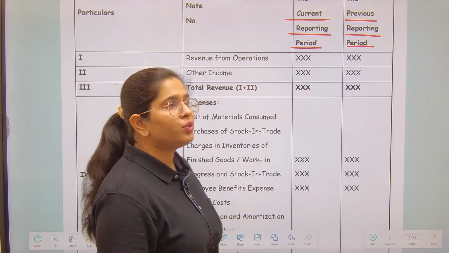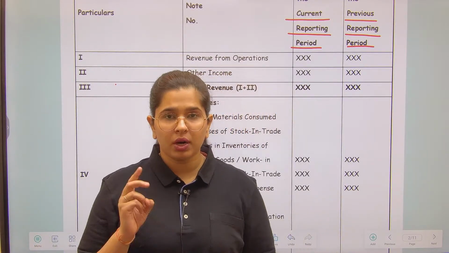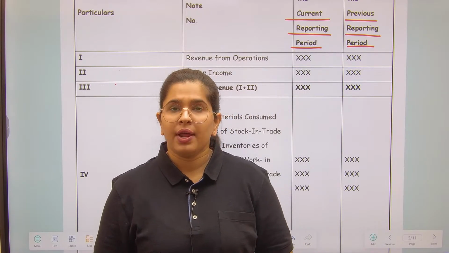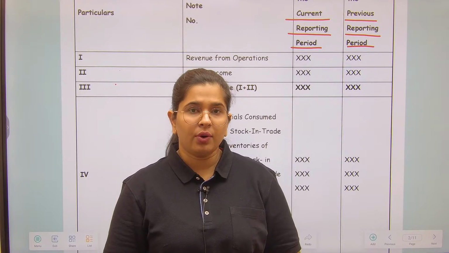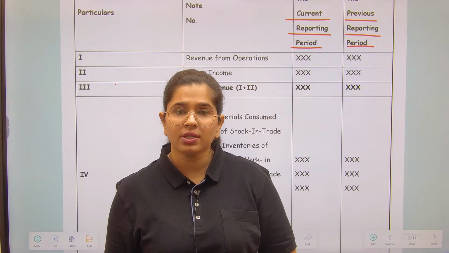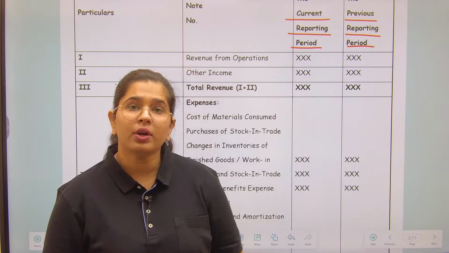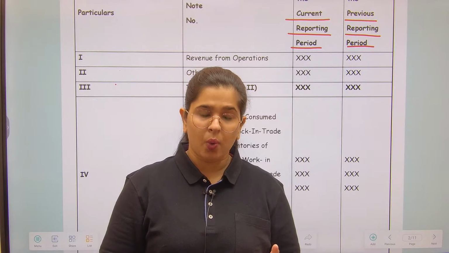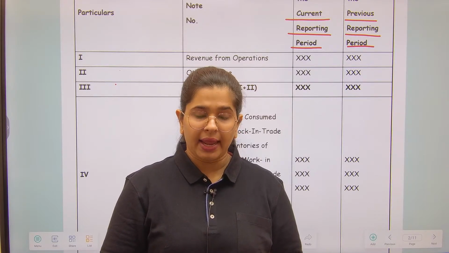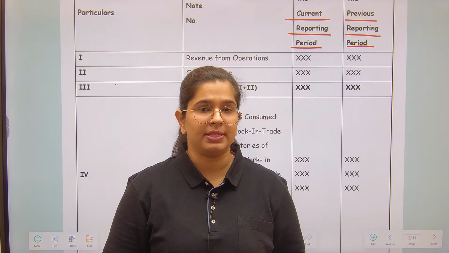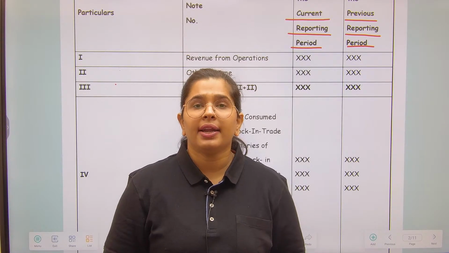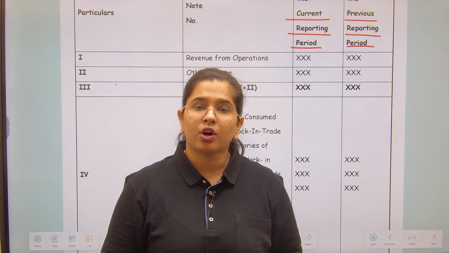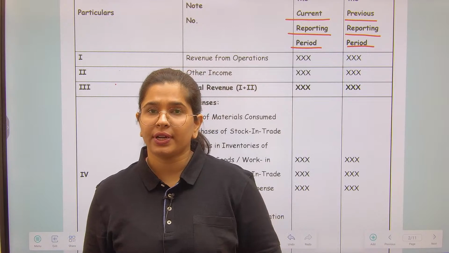So earlier, two statements needed to be prepared in order to arrive at profit. One was your trading account and the next was your profit and loss account. What we used to record in the trading account was sales, purchases, opening stock, closing stock, and any kind of direct expenses. The result of the trading account gave us gross profit. After determining the gross profit, we used to move to the profit and loss statement.